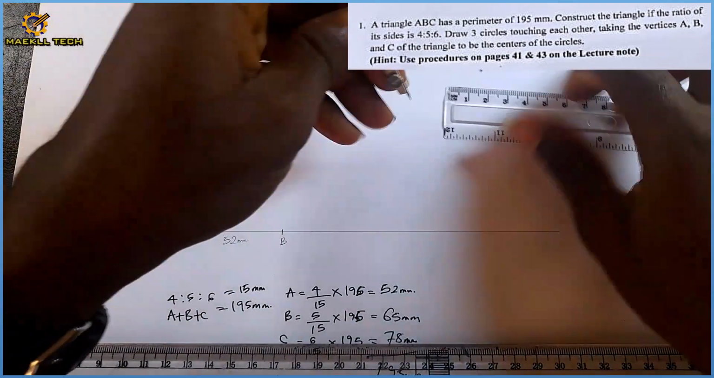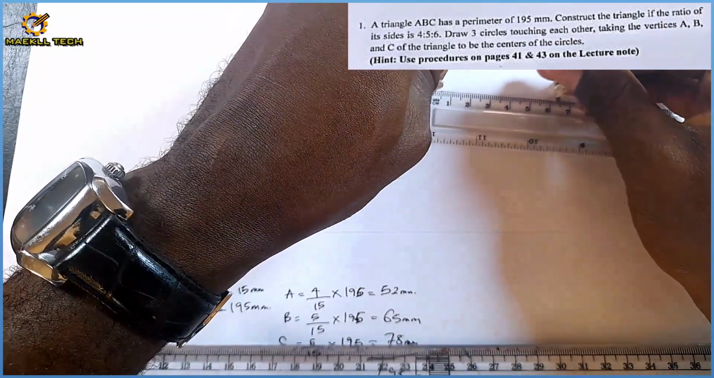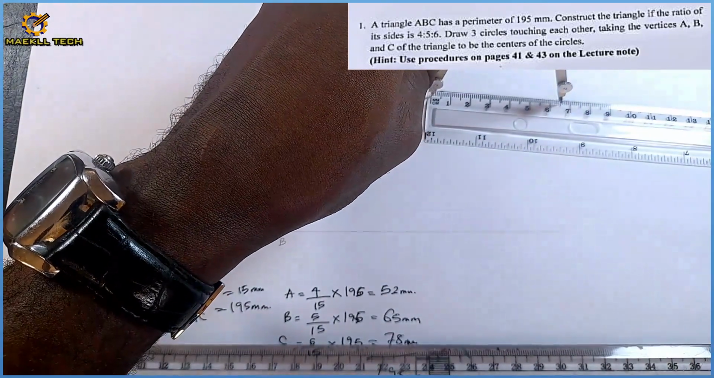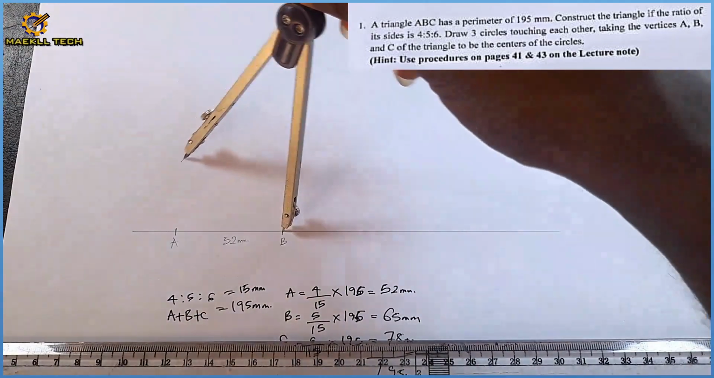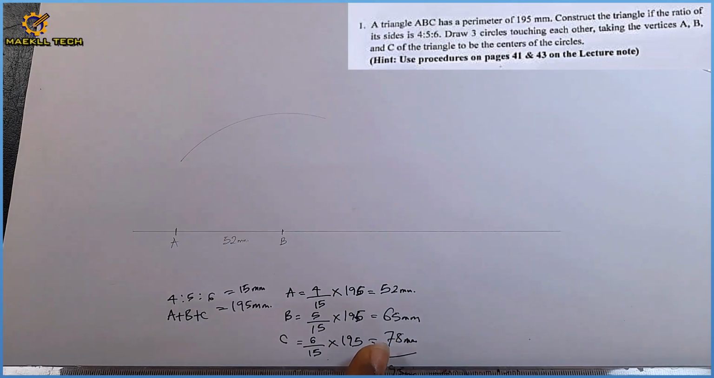How do we get that? I pick my ruler and my compass. I measure the length of 65 mm. With my ruler and compass, this is 65 mm. I stand on mark B. I strike an arc faintly at the top of 65 mm. Then our mark C is 78 mm as displayed here.